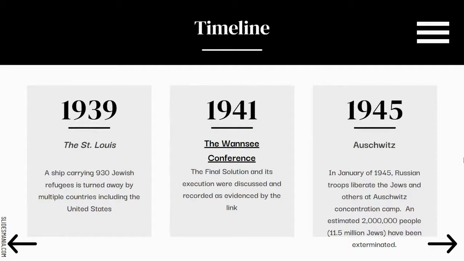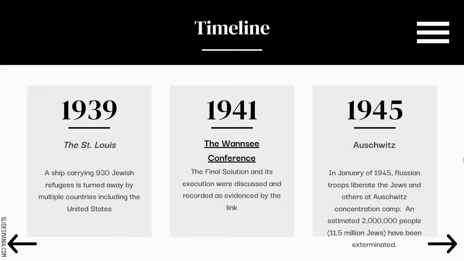Continuing on with the timeline, in 1939, the ship called the St. Louis was carrying 930 Jewish refugees. So Kristallnacht has already happened, and in 1939, there are approximately 930 Jewish refugees that are trying to gain access to different countries in the Western Hemisphere, including the United States. The United States, among other countries, turns these Jews away.